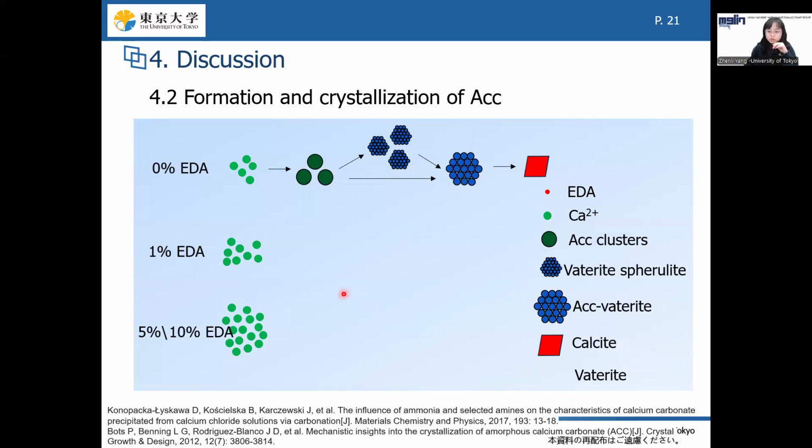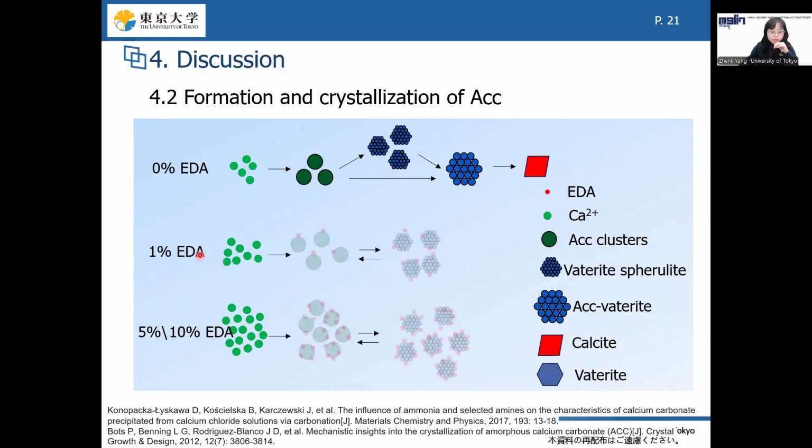This schematic shows how EDA changes the crystallization process of calcium carbonate. In the normal wet carbonation process, it grows from calcium ions to ACC clusters, vaterite spherulite, and larger size vaterite, and finally transforms to calcite. Where the EDA is added, more calcium will be dissolved because of the complexation process, and it is kept by the EDA to maintain a balance between the ACC and the vaterite spherulite. Therefore, there's no crystal precipitation from the solution.